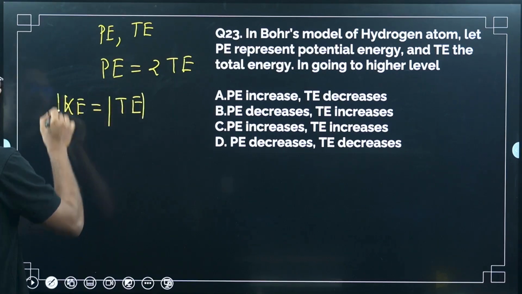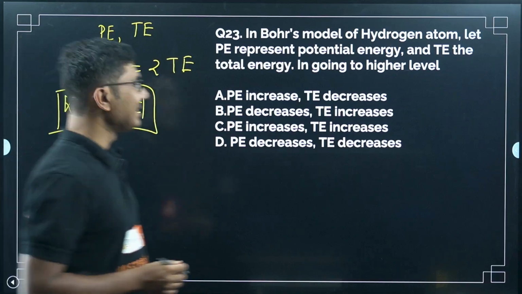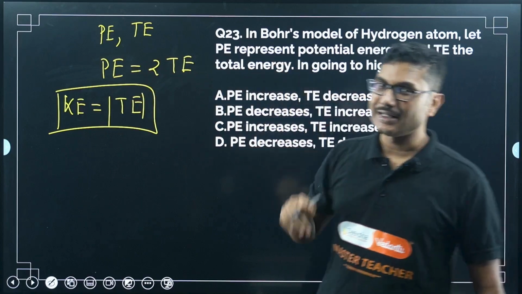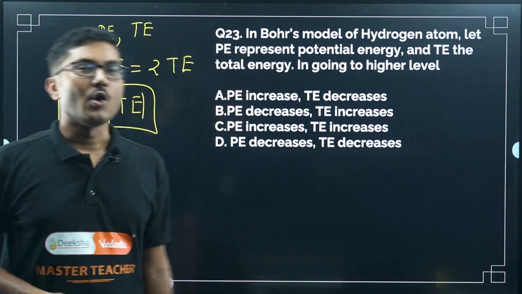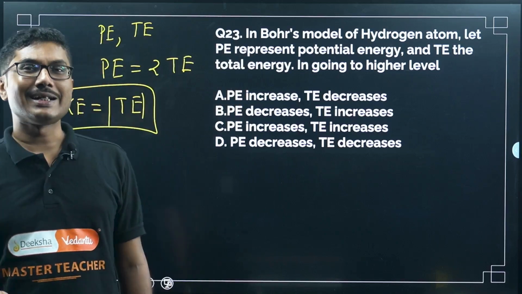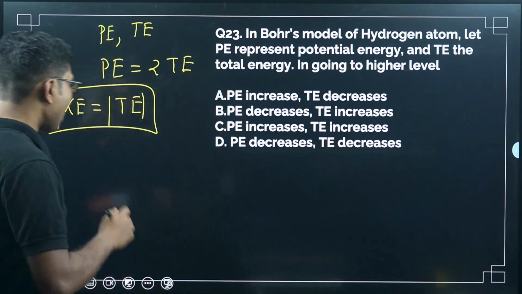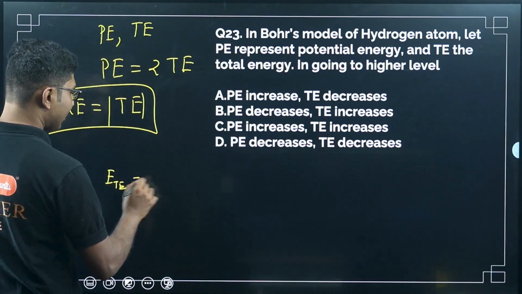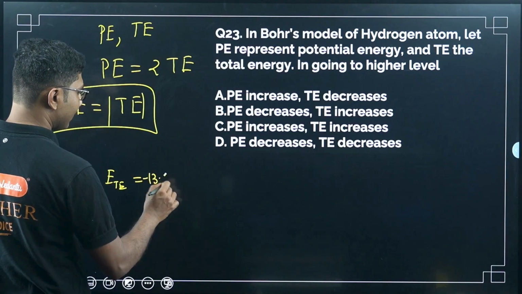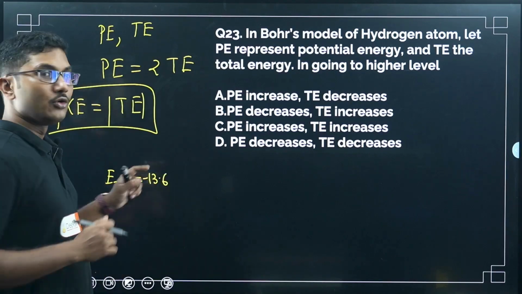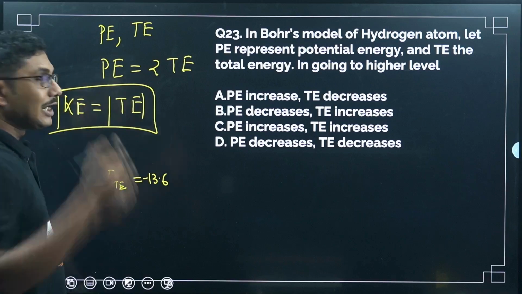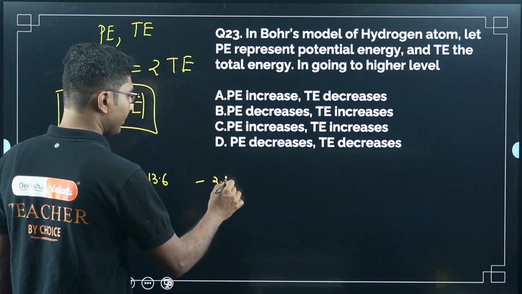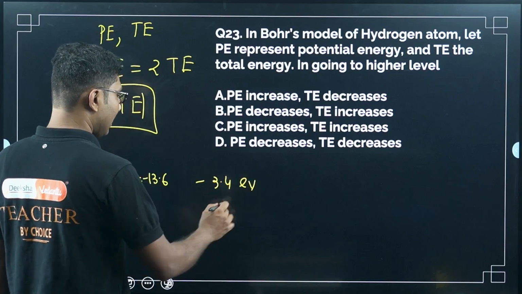Right, these are the things that you have to remember. Okay, these 3 equations. Now potential energy is equal to 2 times total energy. Now as you go to a higher level, what happens to the total energy? Total energy becomes less negative, right? Ground state total energy is minus 13.6 eV. As soon as you move to the next level, it becomes 1/4 of that, that is minus 3.4 eV, so that is at n equals 2.